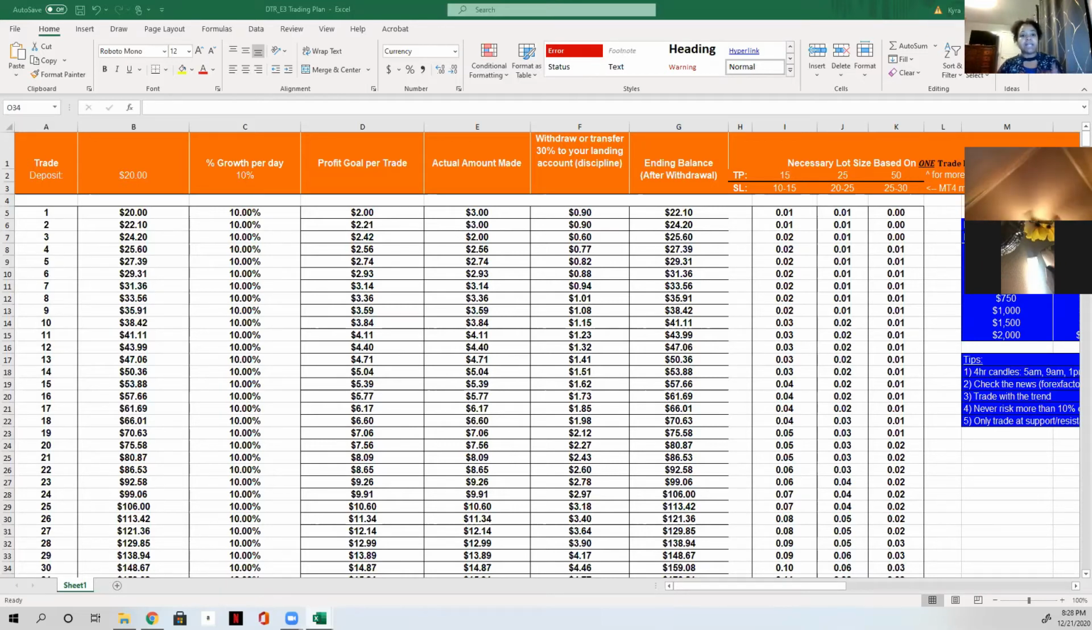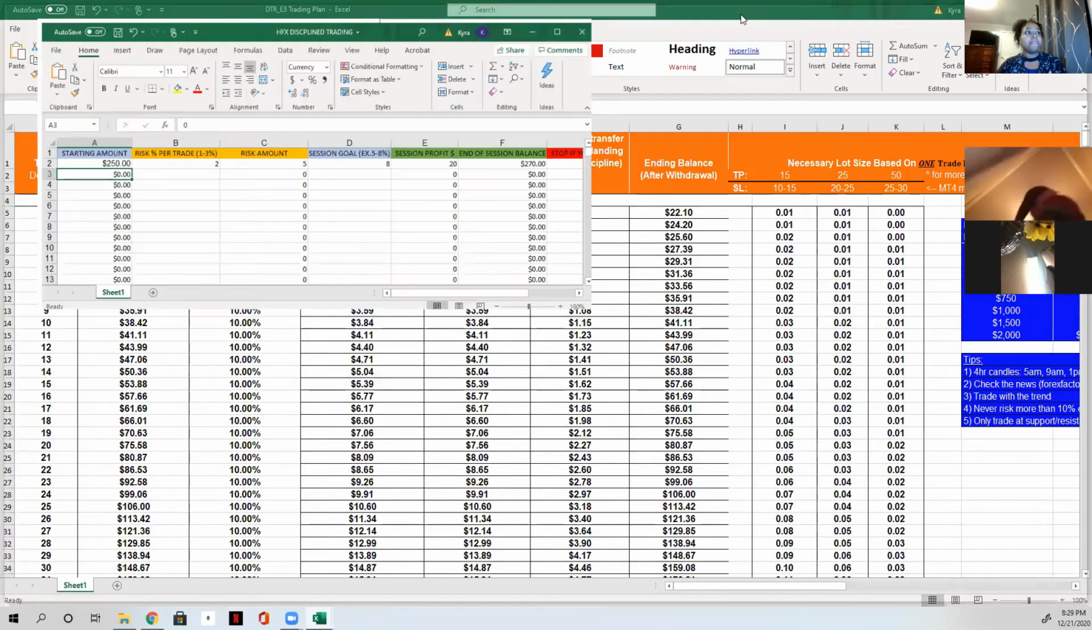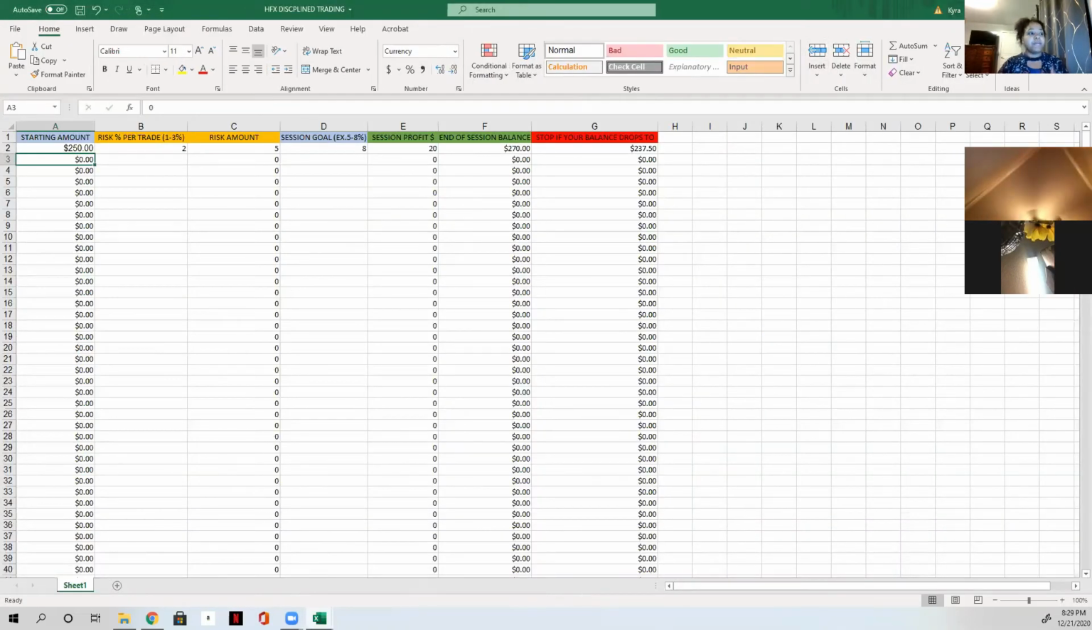Beautiful. I see no more questions in the chat, so I'm going to move on to the HFX compound sheet. I actually want to go over 2 sheets really fast for you guys. One is a compound sheet and one is a discipline trading sheet. I like to show both because I know everybody has a different style for how they trade. I definitely want to make sure you guys can see my screen here. Beautiful. Okay, cool. So this is the new one.